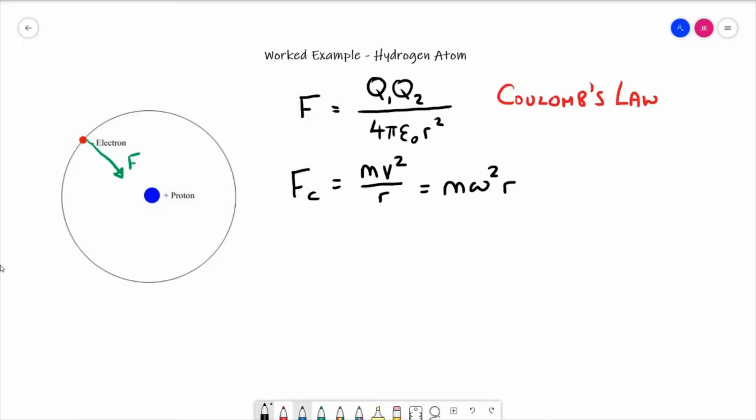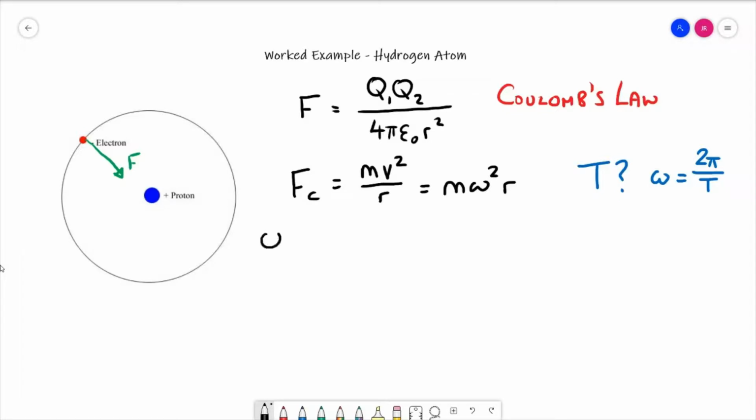Let's say for the purposes of this quick example that we want to find out the time period of orbit of that electron. How can we work that out? Looking at centripetal force, we don't immediately see time period, but we remember that omega is equal to 2 pi over T. We can now start to put ourselves an equation together.